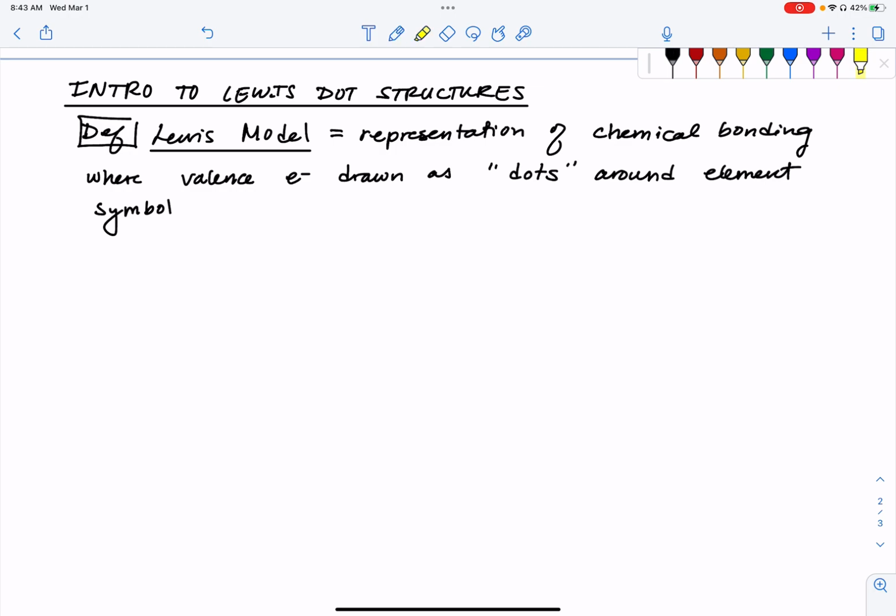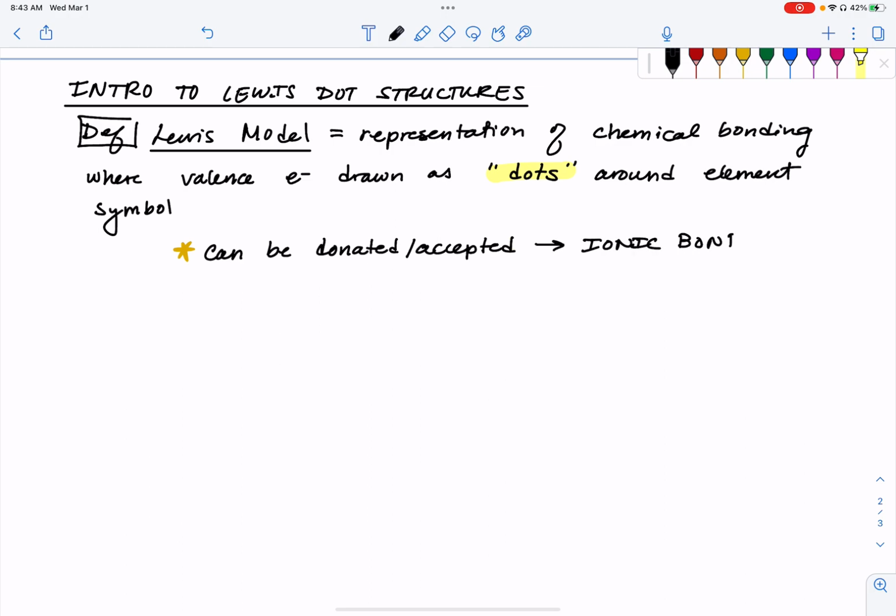And as we know, these dots or electrons can be donated or accepted to form an ionic bond, which is just that electrostatic attraction between the positive and negatively charged ion. Or our electrons can be shared between atoms, and this is what we call a covalent bond.